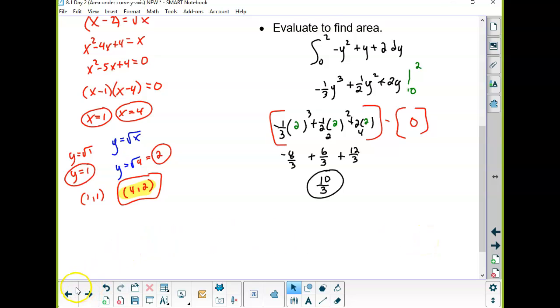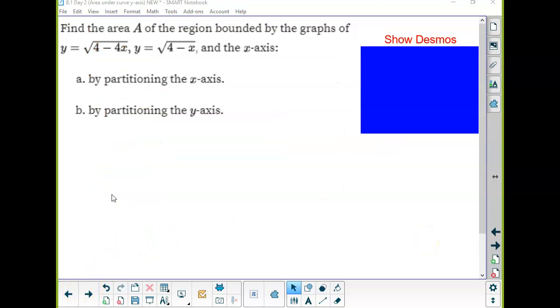I just want to show it to you, and we can check that in a second. So look at the directions here. It says find the area of the region bounded by the graphs of y equals and y equals. So they give us two equations that are very close to being the same. This could be a no calculator question, and this is where it gets a little challenging.